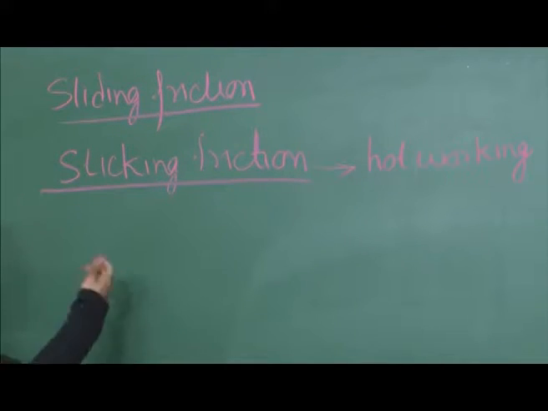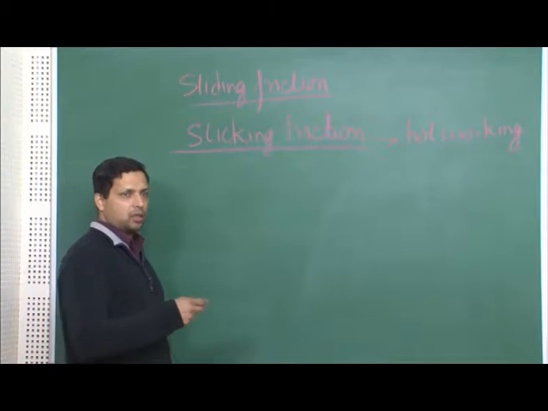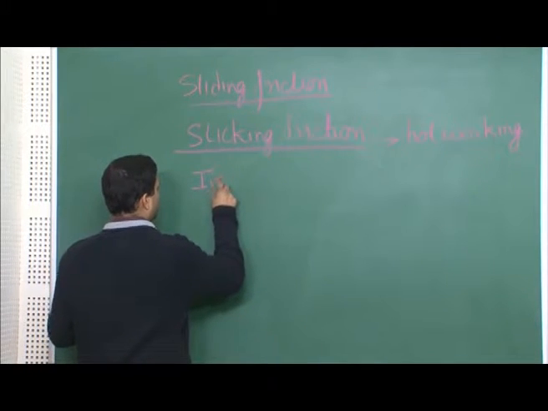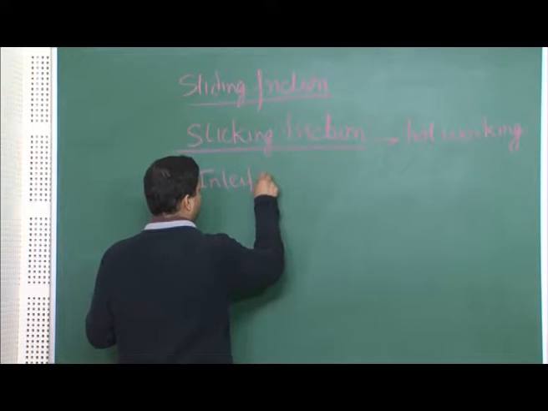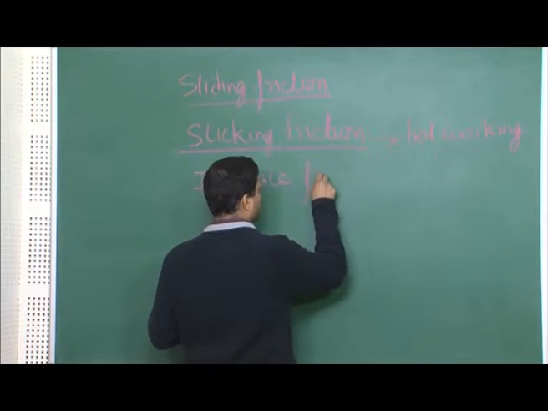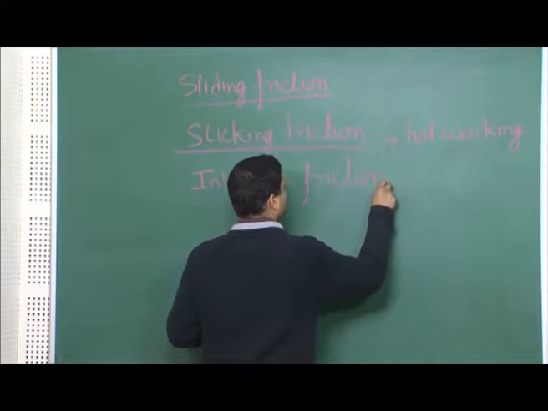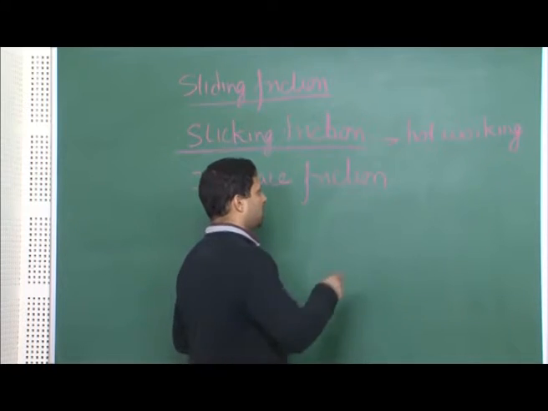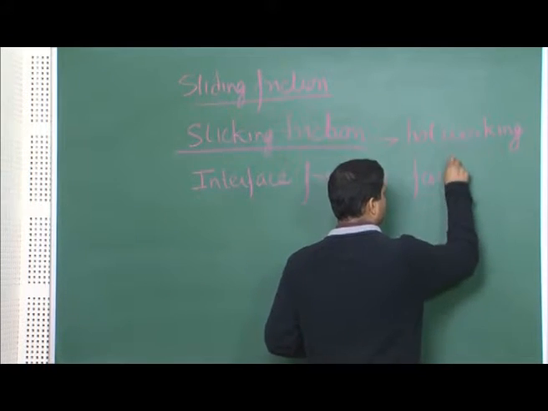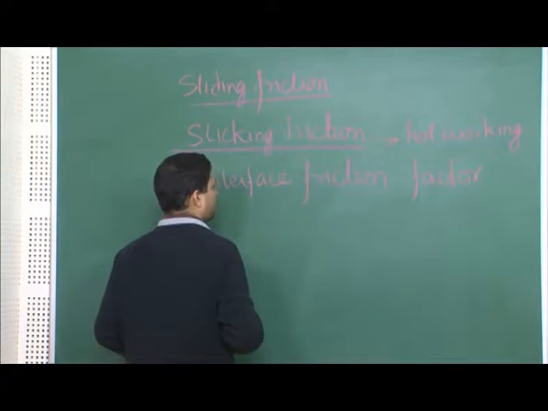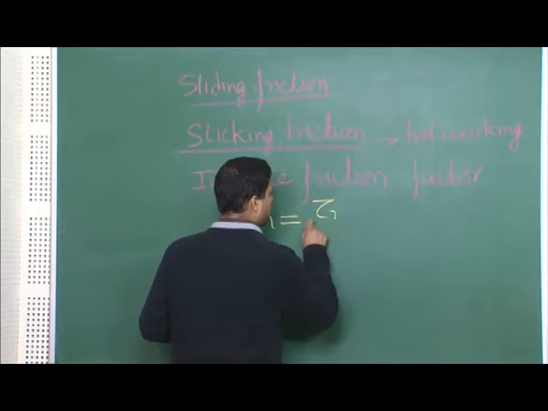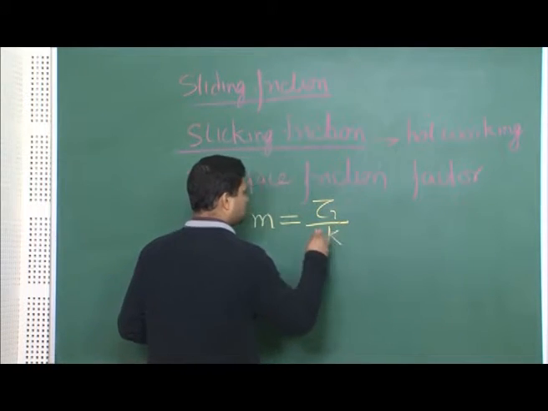Now, sticking friction is where the material is sticking, but the way we define it is through a factor, which is called the interface friction factor. So, it deals with all the conditions starting from no sticking, that is fully sliding, to completely sticking. So, how is it defined? It is defined as m equal to tau I by k.